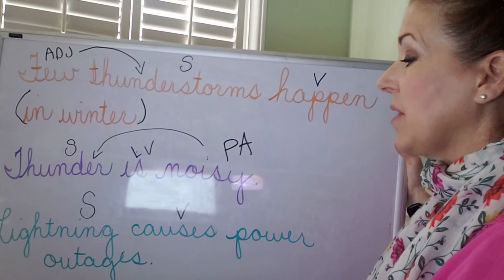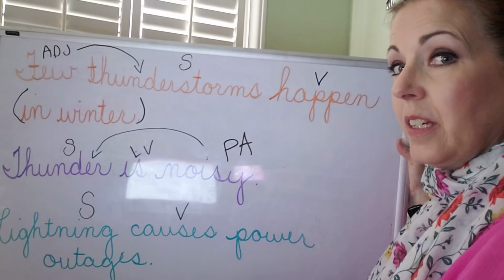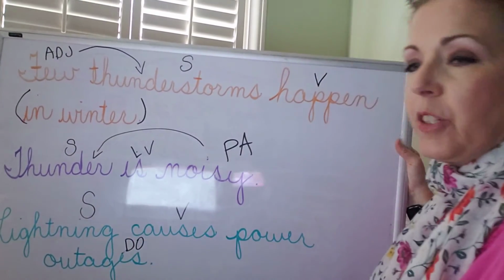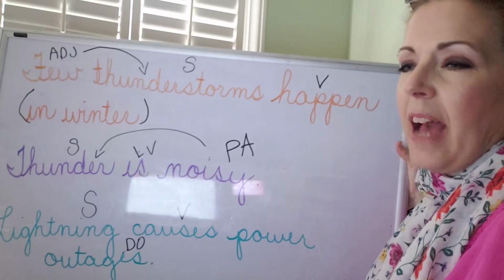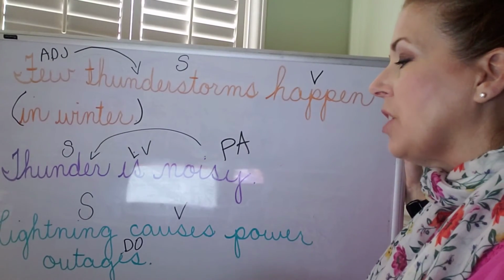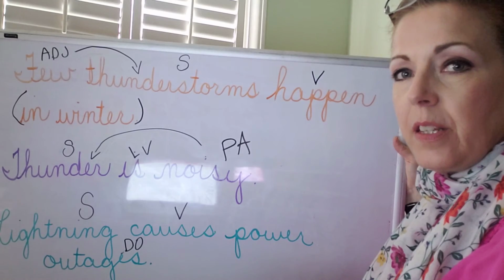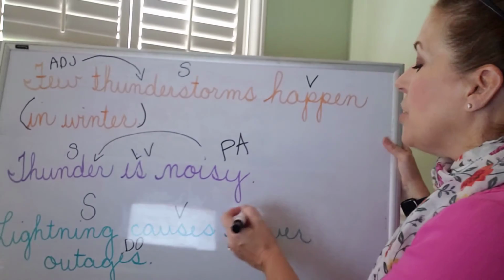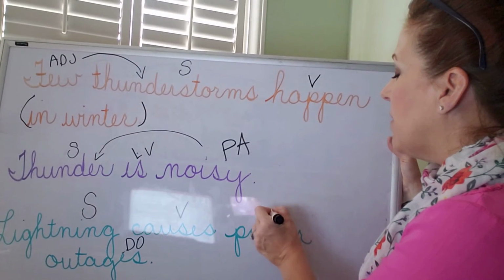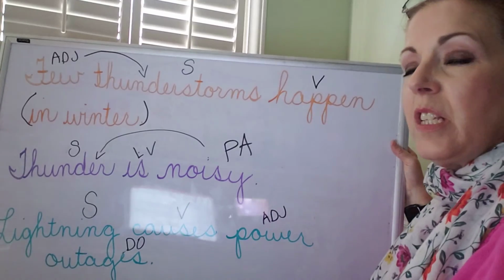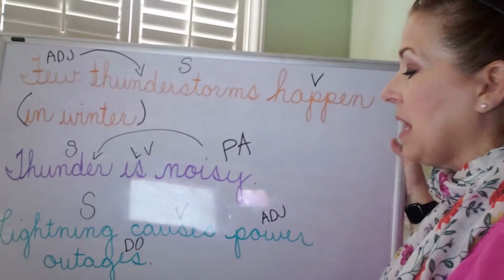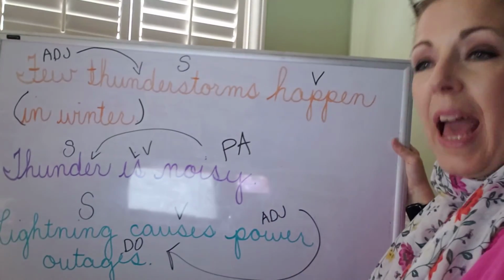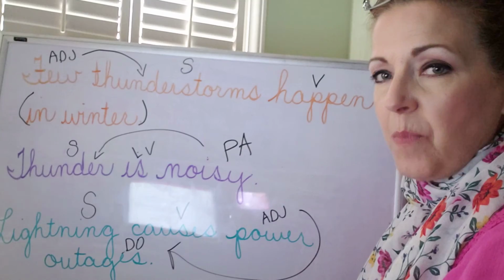Now, is there something that's being caused? Causes what? Causes outages. Absolutely right. That would be our direct object. Now we have to ask ourselves, what kind of outages does lightning cause? That's right. It causes power outages. So power would be our adjective. And what does it describe? Power describes the outages. Absolutely right.